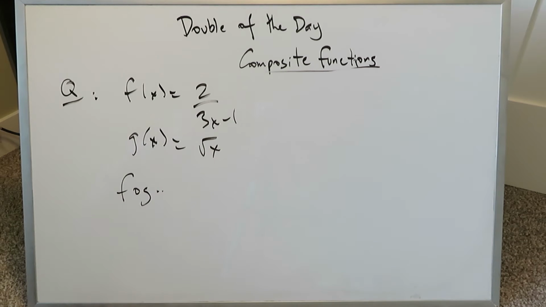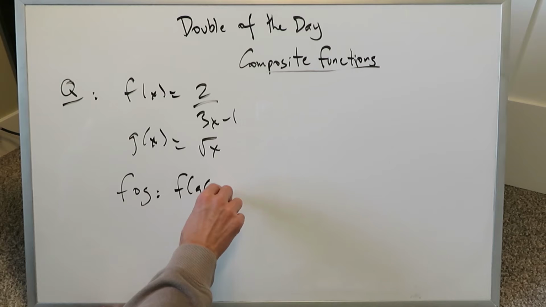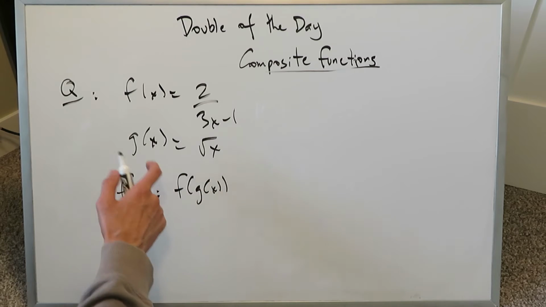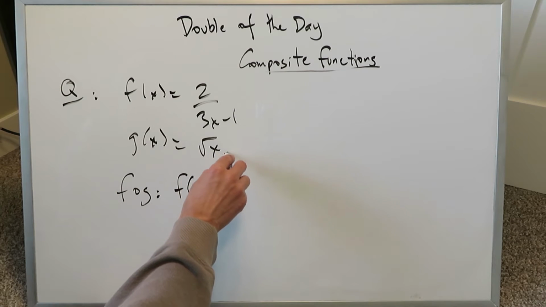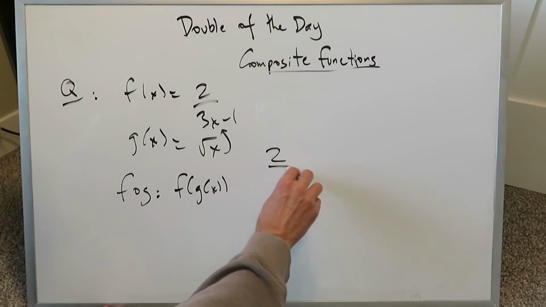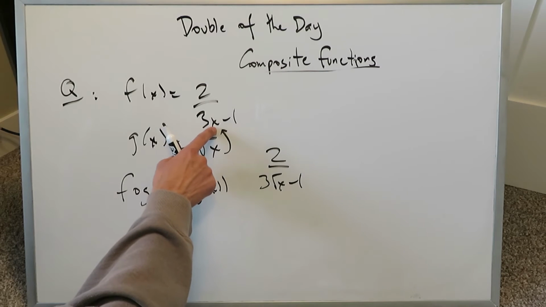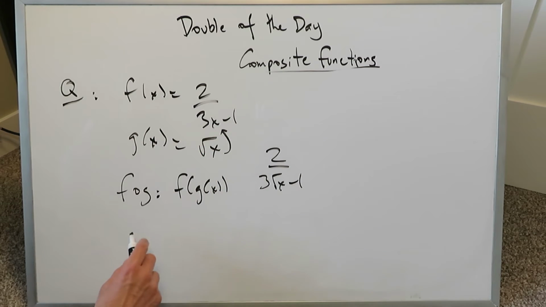And how are you going to do that? You know, f of g is basically saying f of g of x, meaning the g function went into the f function. Wherever the g function is, it went into the x value of the f function. So your answer would be 2 over 3 root x minus 1, right? Because the g of x went into place of the x variable of f of x.